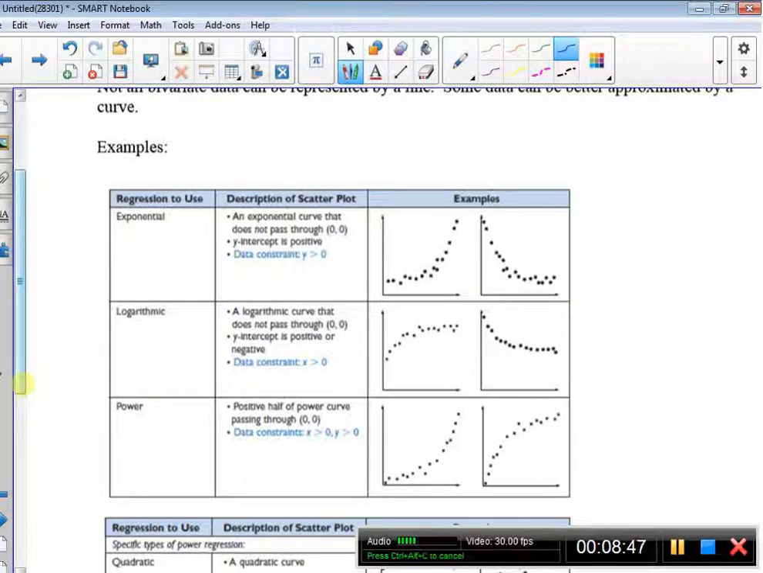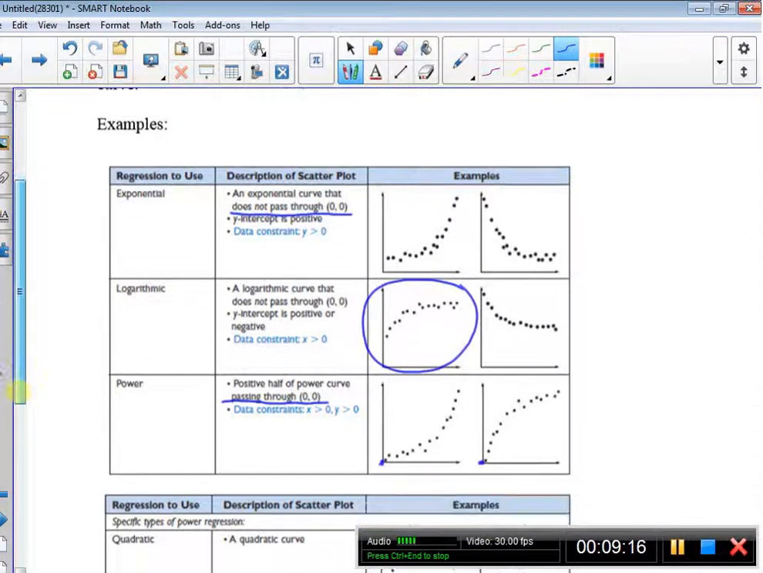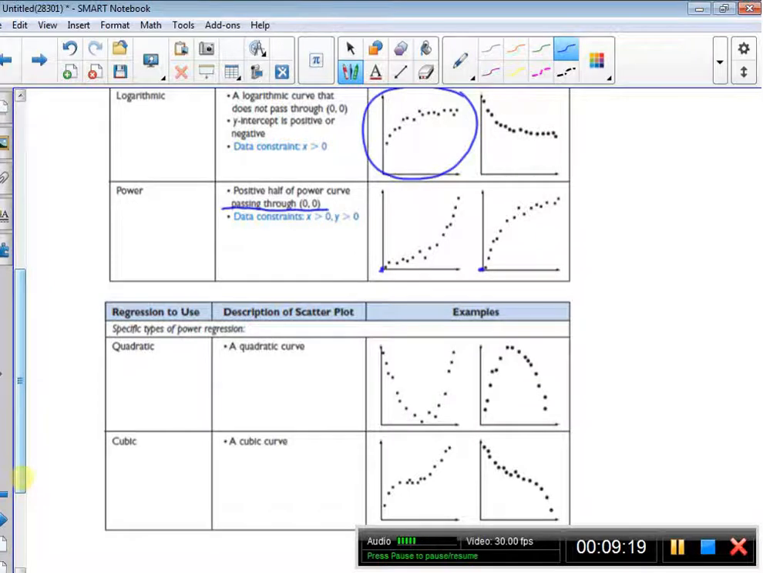So exponentials kind of look like this. They do not go through 0, 0. That's kind of the key, because power and exponential regression look similar, but power goes through 0, 0. So that's an important difference. And logs always kind of look like this, and different than the exponential, a little bit higher up. Our typical log graph is this one right here. Most of the times, though, you're going to be told which regression equation to find. And these are other ones, quadratic and cubic, which you are not responsible for in this course.